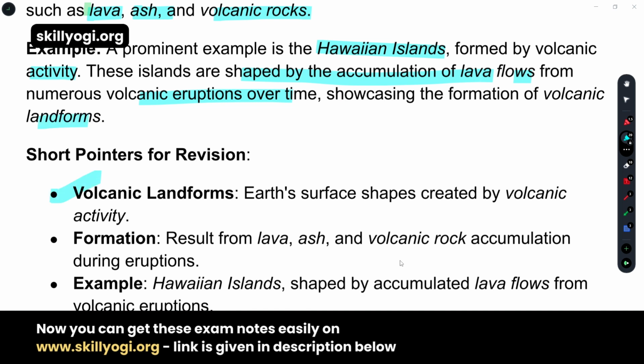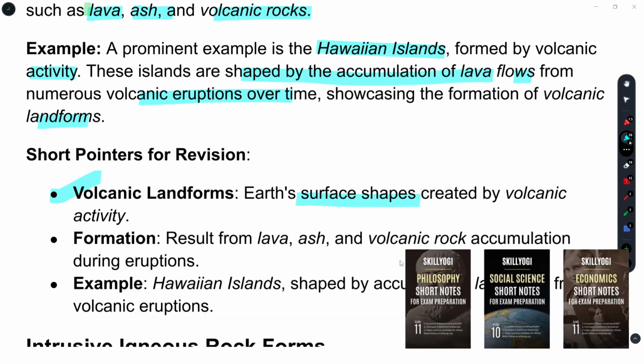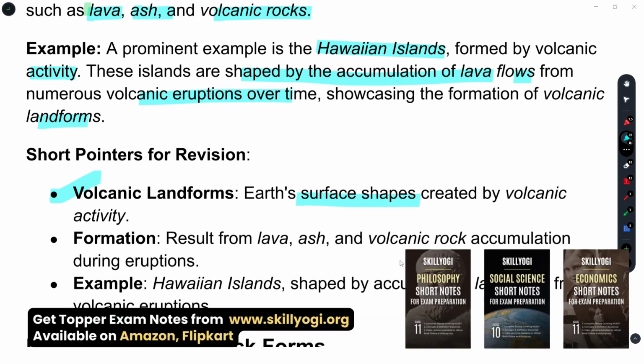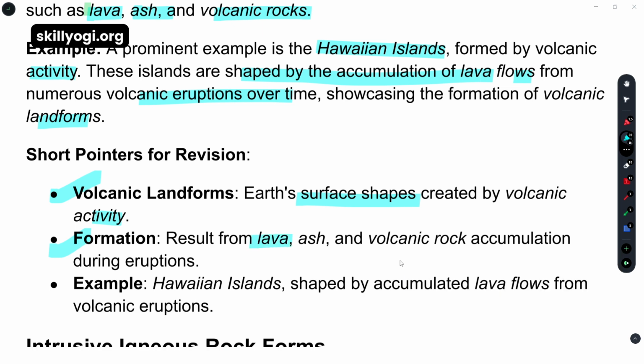There are also volcanic landforms, earth surface shapes created by volcanic activity. Their formation is dependent on components like lava, ash, and volcanic rock accumulation. An example is also there, the Hawaiian Island.